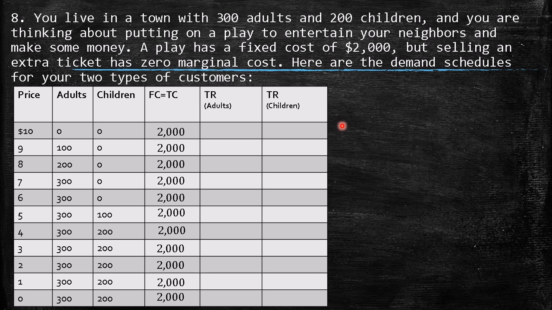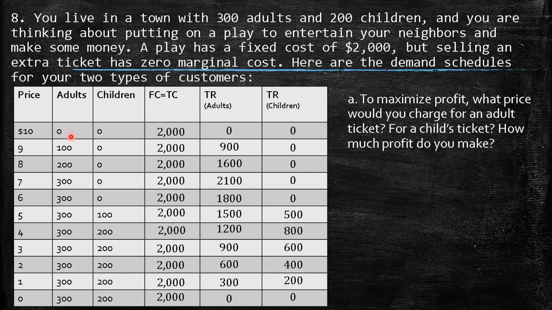it doesn't have any relationship regarding the production. Then the total revenue should be just price times Q. So this first column times the second one. So it should be 10 times 0, 9 times 10, 90, 8 times 20, 160, and so on and so forth. And here is the total revenue associated with adults. And here should be for children.